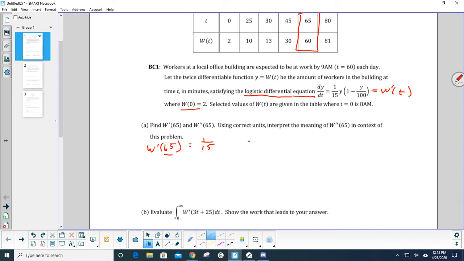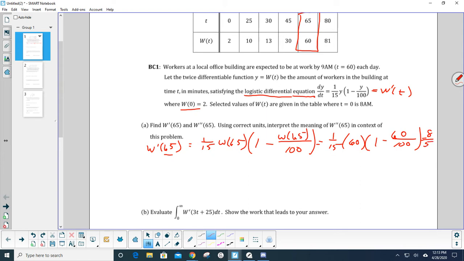So if I'm going to sub it in, my y is w sub 65. 1 minus w of 65 over 100, and that's going to equal 1/15. W sub 65, that's 60. And honestly, people, that's how I would leave that answer. I would not take the time to work that out. Now, take the time to work that out, you get 8/5. But I would not take the time to work that out.